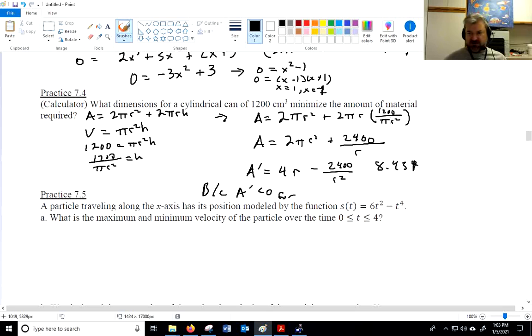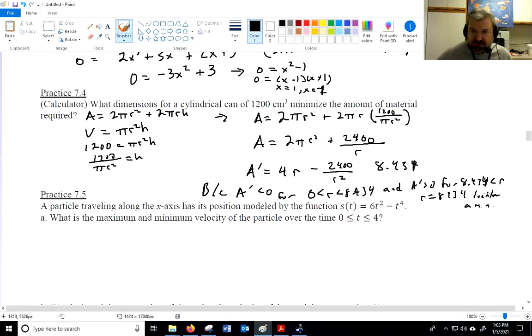Now, it's not defined at r equals 0, but for r greater than 0 and less than 8.434, A prime is less than 0, and A prime is greater than 0 for r greater than 8.434. So r equals 8.434 locates a minimum. So that definitely would minimize the amount of material, that radius. Throw that in here to find the height that would go along with it. I'll let you do that.